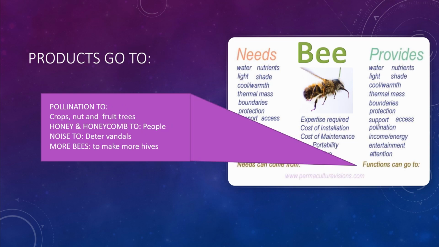We can see where the products go. The pollination can benefit the crops and nut and fruit trees. The honey and honeycomb go to people. The noise that the bees make can deter vandals. And the bees can make more bees, so we can have more hives.